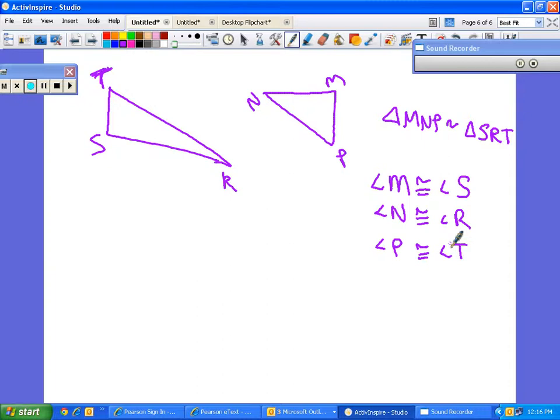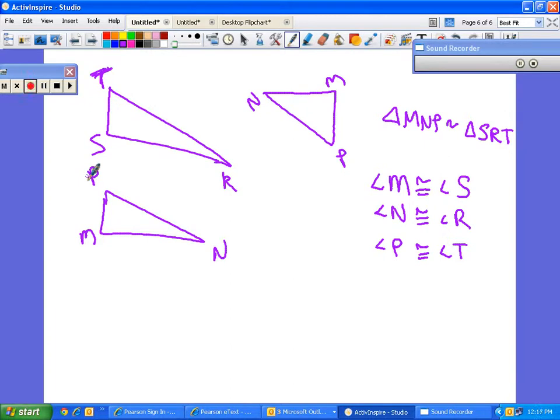Okay, you can also use the similarity statement when deciding which sides are proportional to which sides. Again, one thing you can do is redraw this triangle. Now that you know where the angles go, you can redraw it. If I draw the triangle so it's facing the same way, I know that angle M goes with angle S, angle N goes with angle R, and P goes with T. So now they look the same. They're facing the same way.